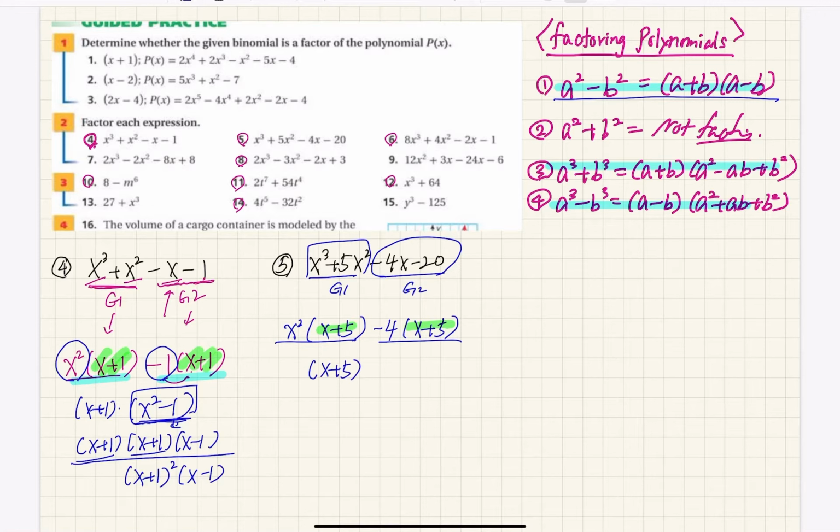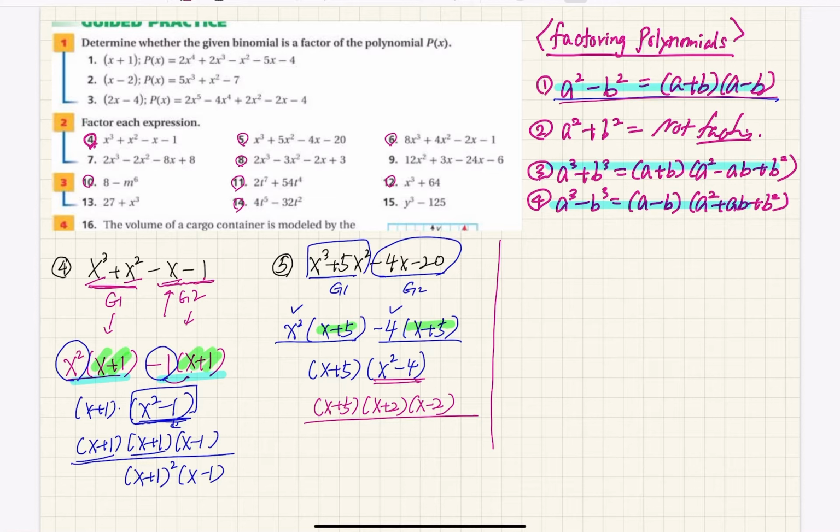I'm using the greatest common factor way to factor them. And then inside the parentheses, you put the remaining terms, x squared minus 4. Okay. X squared minus 4 has a squared minus b squared form. So you should factor more. X plus 5, x plus 2, x minus 2. This is the completely factored form. All right.